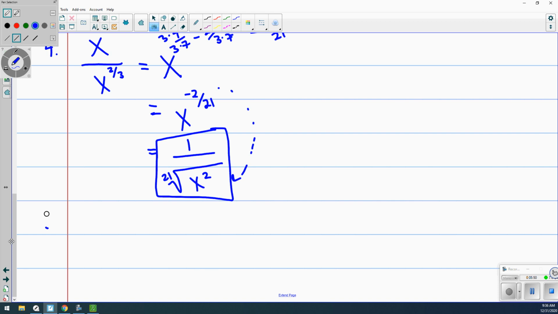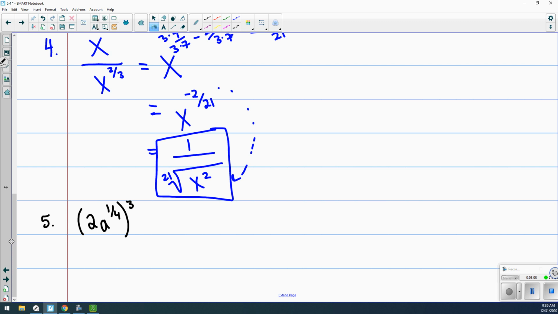Let's change colors so we're not all confused. Number 5. All right, we're getting warmed up now. Hopefully this next one you'll be like, this is so much fun. 2 times a to the 1/4, to the 3rd power.